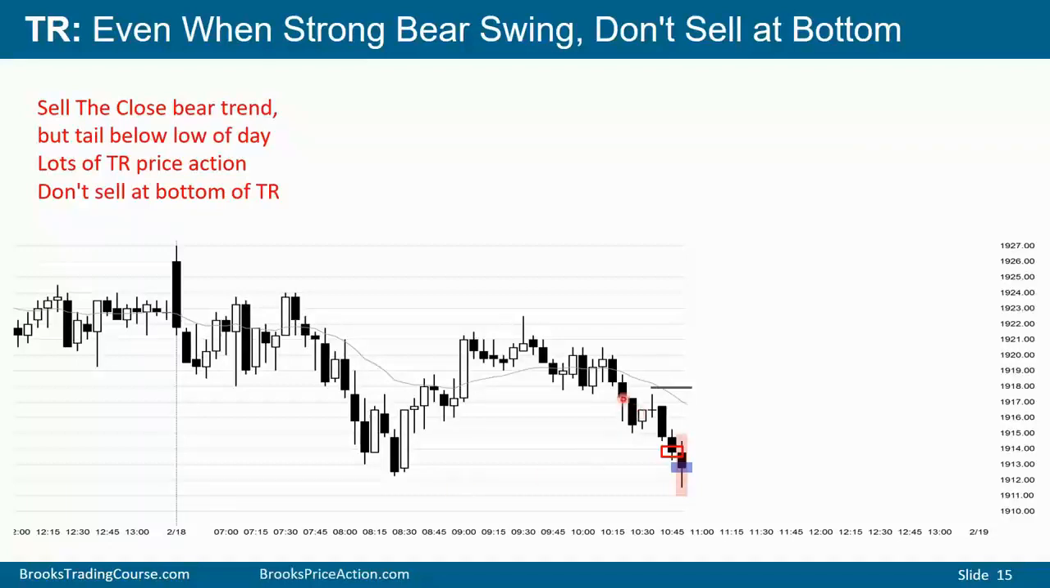We have a sell the close bear trend, but now we're getting a tail on the bottom of the bar. Also, we've had 3 bear bars and 3 more bear bars and a lot of trading range price action, and we're near the low of the day. Whether this is a trading range day or a broad bear channel, we don't know at this point. However, in both cases, the market usually finds buyers around the prior low.